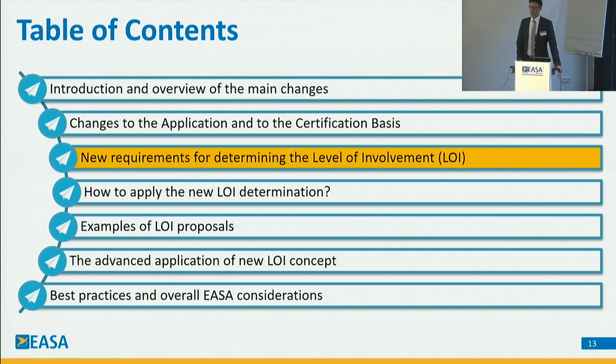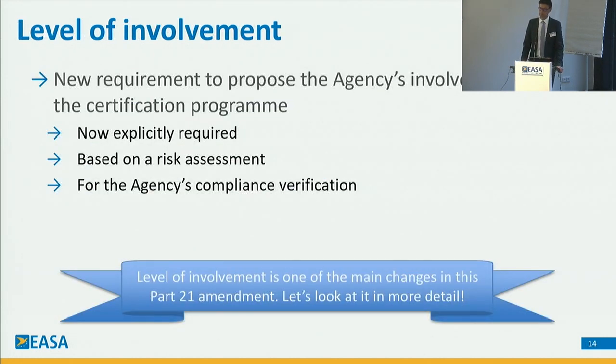New requirements for determining the level of involvement. To propose the agency involvement as part of the certification program, we now have such requirements documented and included. So they are now explicitly required, based on a risk assessment and for the agency's compliance verification. Again, this is not replacing the compliance verification, which is an obligation of the approved design organization anyway. So the independent checking function is not replaced. It's just that we have a second verification, our sampling.